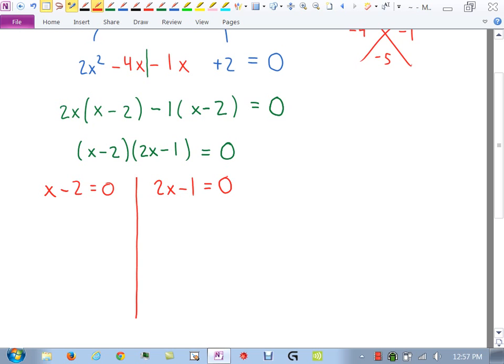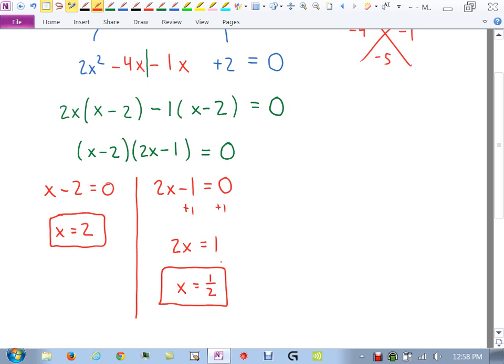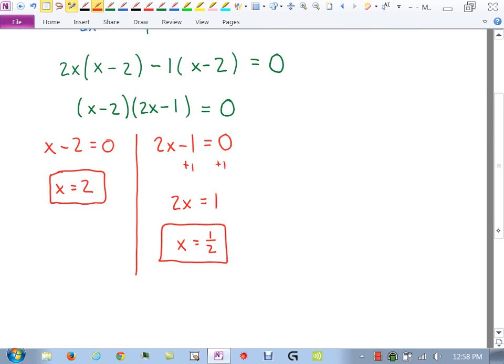How do I get x by itself on the left equation? Add 2 to both sides. When you do that, you just get x is 2, don't you? On the other equation, what's the first thing I do? Add 1. And 2x equals 1, right? Next, divide by 2, right? 1 divided by 2 is 1/2. Now, you do not have to check these answers. If you did, they should work. Questions?